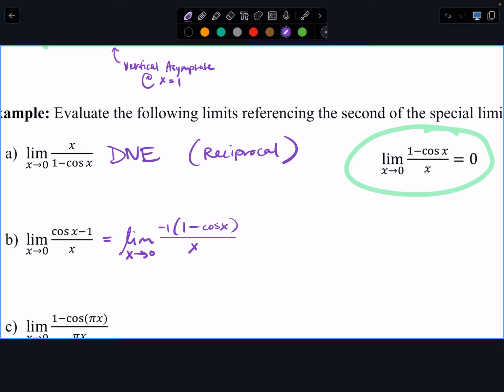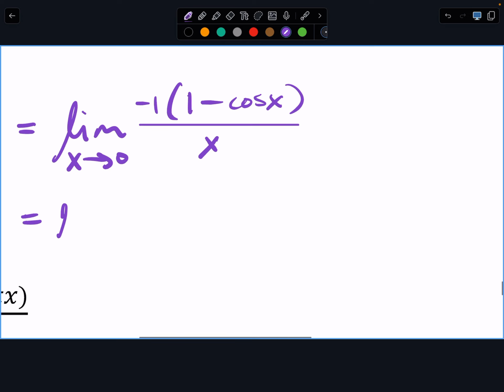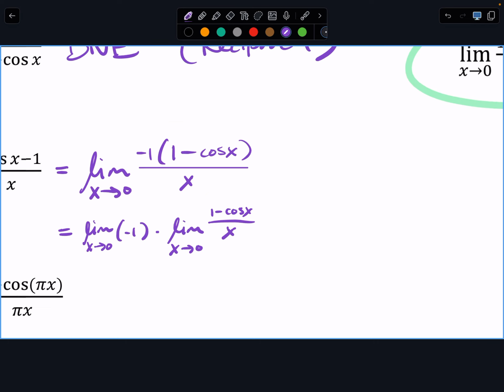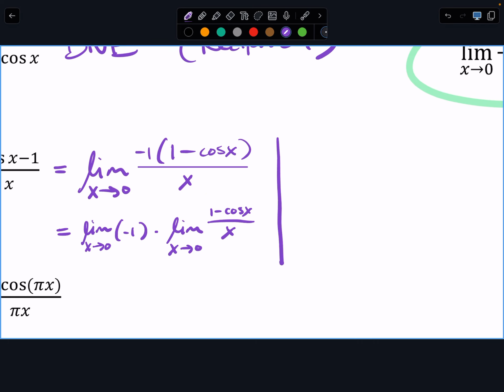Okay, and then by the product property for limits, I think about the limit as x approaches 0 of -1 times the limit as x approaches 0 of 1 minus cosine x over x. Again, this is a step you don't have to show. We'd get -1 times 0, which is just 0.